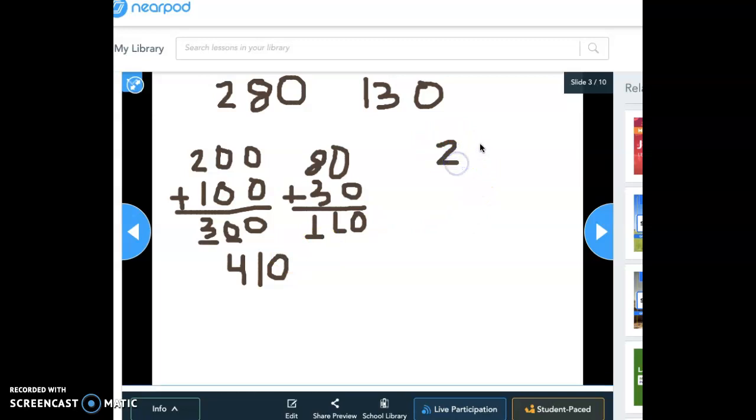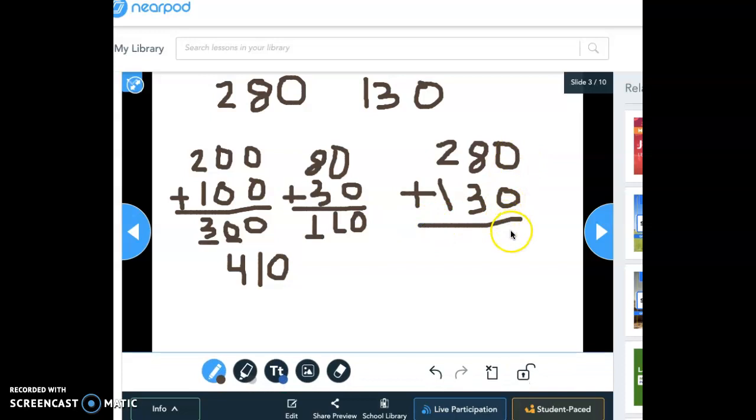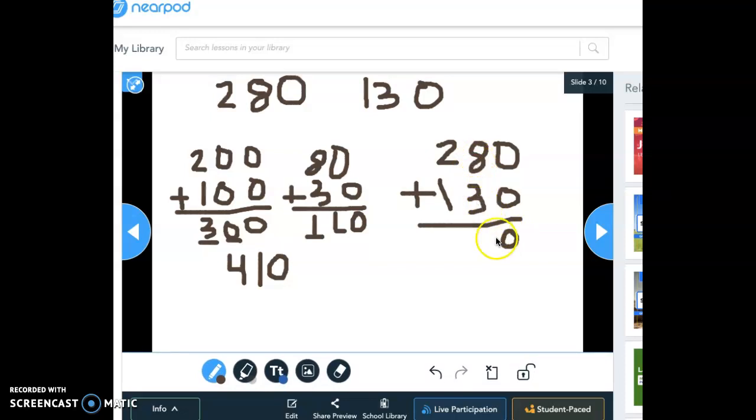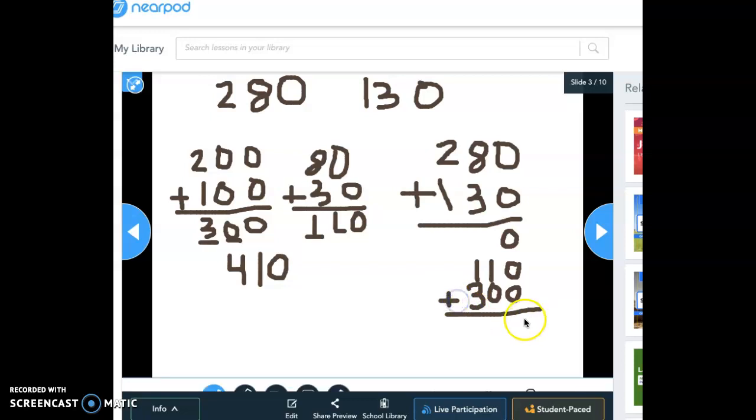Now I'm going to try a different way, so I'm going to write 280 plus 130. Now this looks like I'm doing the regular regrouping way, but I'm actually not going to do it that way. I'm first going to add my ones, because when you add, you should always start with the ones. So there's 0 ones. Then I'm going to add my tens. So I'm going to put a 0 there because it's my tens column, and then 8 plus 3 is 11. Then I'm going to add my hundreds. I'm going to put 2 zeros since it's my hundreds column. 2 plus 1 is 3. Then I'm going to add those together.